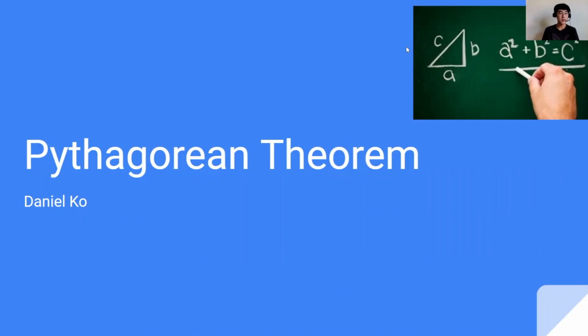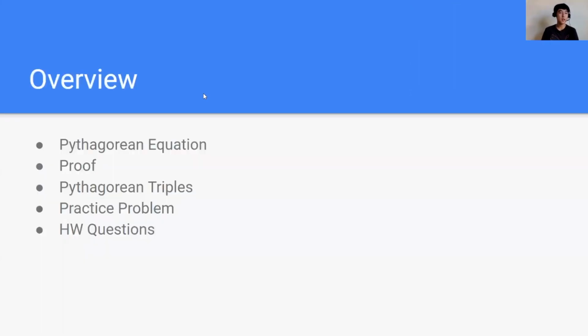My name is Daniel Ko, and today we're going to talk about the Pythagorean theorem. So first of all, let's just overview today's lesson. First is the Pythagorean equation, second the proof, third Pythagorean triples, then a practice problem, and lastly homework questions.